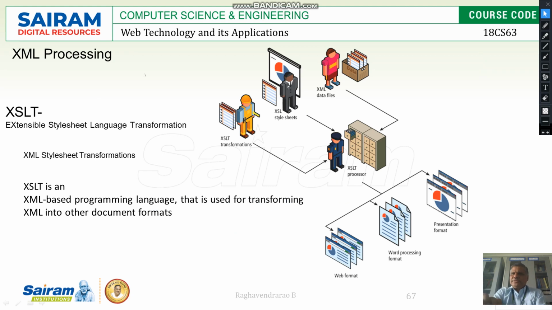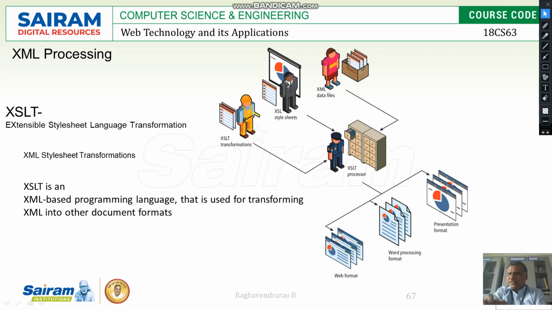Now, how is this XML getting processed? It is going to use tools. Two tools are there: one is XSLT and another is XPath. XSLT is Extensible Style Sheet Language Transformation. You can see this diagram. There is XSLT, the transformations, XSL, the style sheet, and the XML database files, the data files.